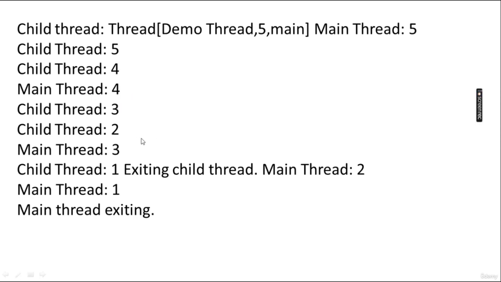Then 3 and 2: the child thread will run 2 times. Then again the main thread will run. Then the child thread is 1. Exiting child thread. So the child thread is finished up to 1. And then the main thread is 2. It will sleep for 1 second. Again main thread is 1. Again it will print the message. Main thread is exiting. So this way proper time slots are given to both the threads depending upon the sleep method that is provided.